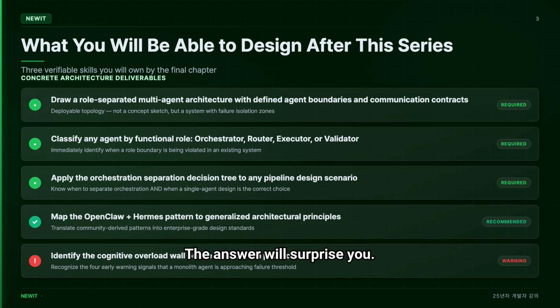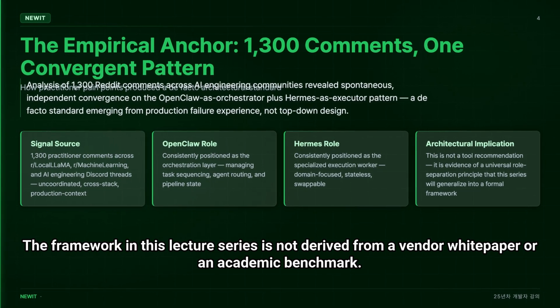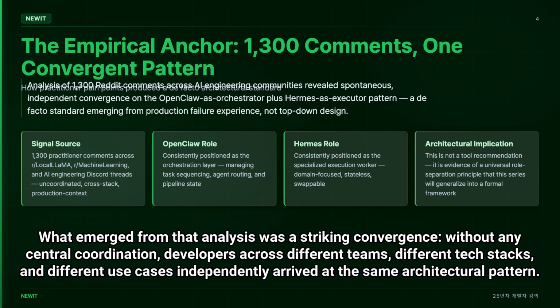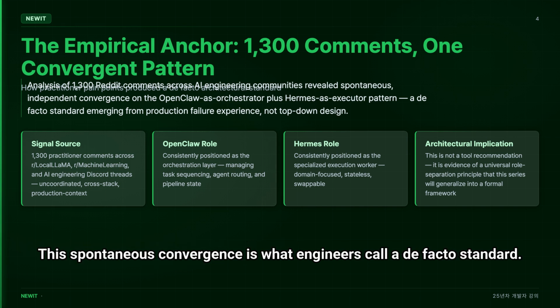The answer will surprise you. The framework in this lecture series is not derived from a vendor white paper or an academic benchmark. It is derived from a structured analysis of 300 Reddit comments across multiple AI engineering communities, specifically threads where practitioners were actively debugging multi-agent pipelines in production. What emerged from that analysis was a striking convergence. Without any central coordination, developers across different teams, different tech stacks, and different use cases independently arrived at the same architectural pattern. They began pairing OpenClaw, used as the orchestration layer, with Hermes, used as the specialized execution worker. This spontaneous convergence is what engineers call a de facto standard.